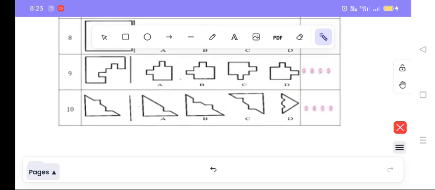Question number 9. See, a shape is cut from the bottom right corner. See how the rectangle lines have gone. You observe all the lines and compare with option A. See, it is almost 90% match. It may be the answer. When you come to B, see this part, it is lengthy and small. You cannot match it. C is oriented in another direction. D is also oriented in another direction. So B, C, D cannot be the answer. A is the right answer for question number 9.